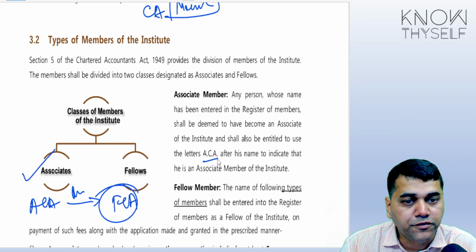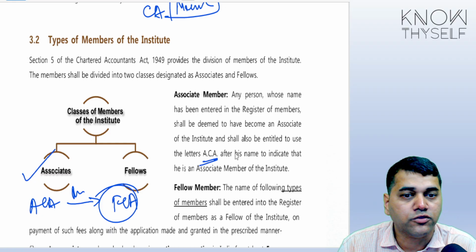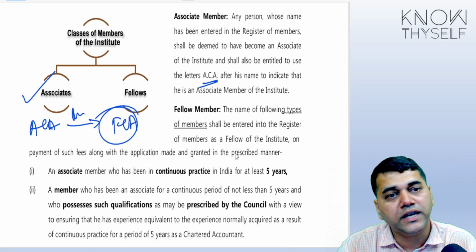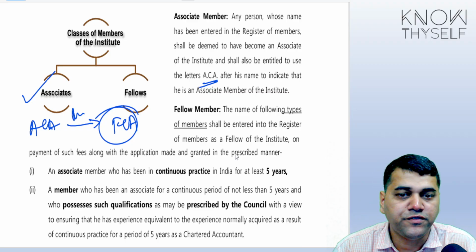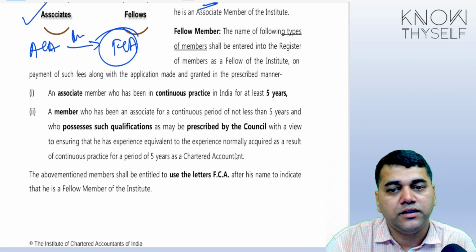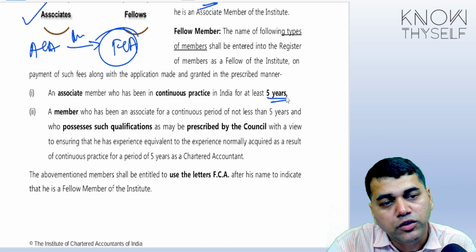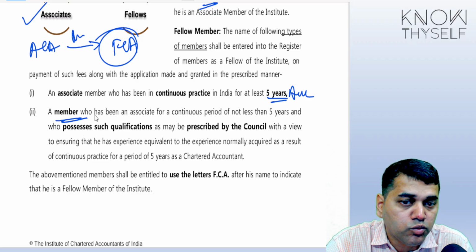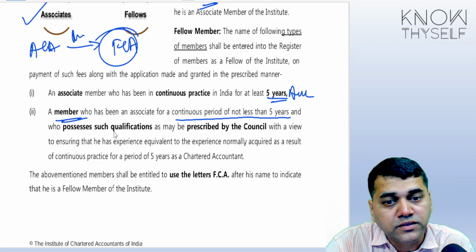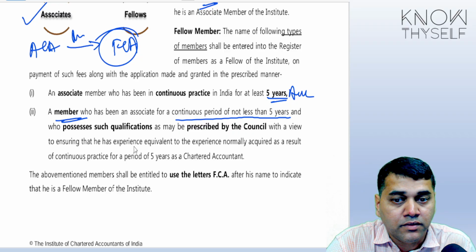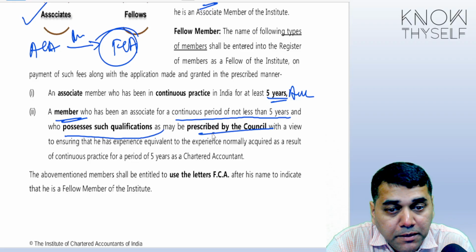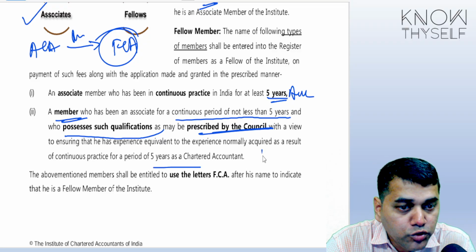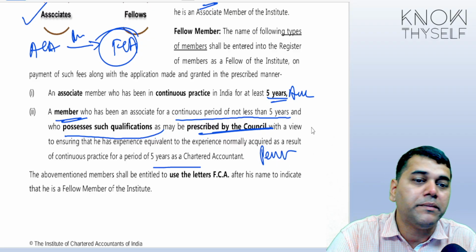And afterwards, see, initially members can be called ACA, associate member, and fellow member. But what if you are a person like me who was working in a company? I am an FCA. How did I become an FCA? See, if you are in continuous practice of 5 years, you will become automatic FCA. You need not require the permission of the council. But if you are a member who has been continuously 5 years in service and you possess such qualifications prescribed by the council, then you can consider it as an FCA. That means you need permission from ICAI to become an FCA.